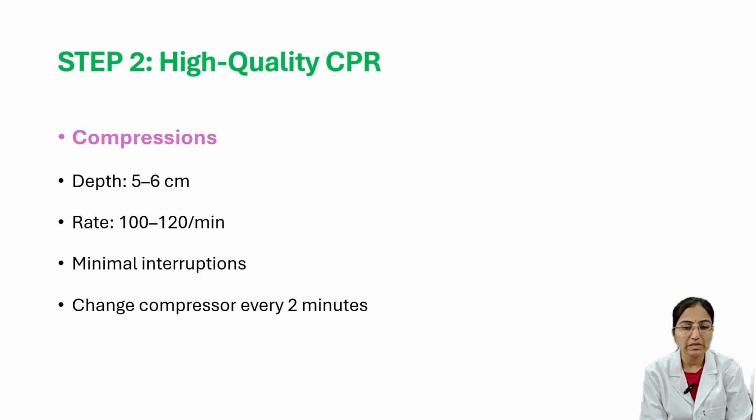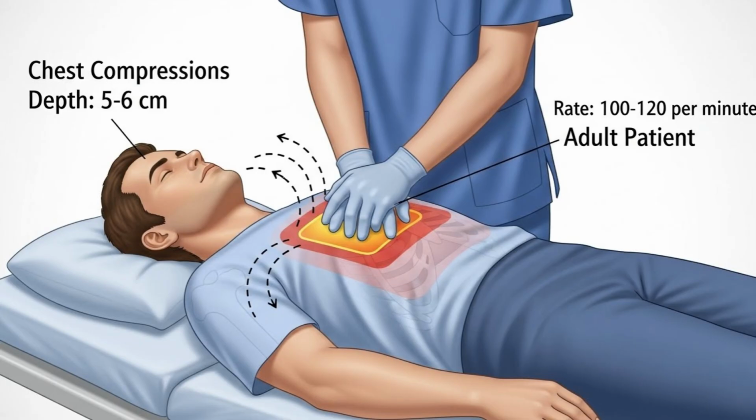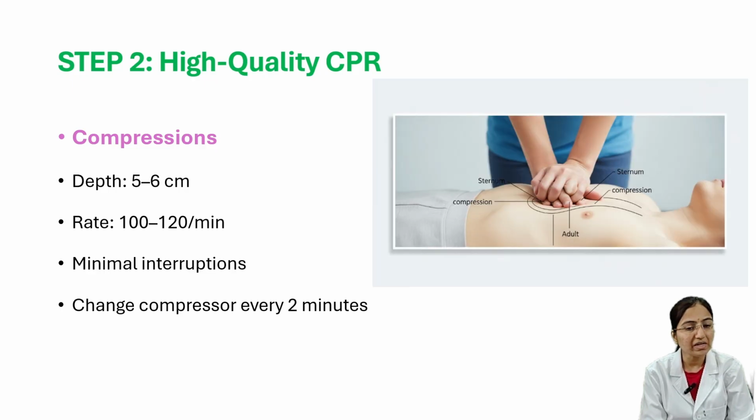And then the second step, high quality CPR. Here, for compressions, the depth has to be 5 to 6 centimeters, and the rate is 100 to 120 per minute. Keep interruptions minimal, and also change the compressor every 2 minutes.